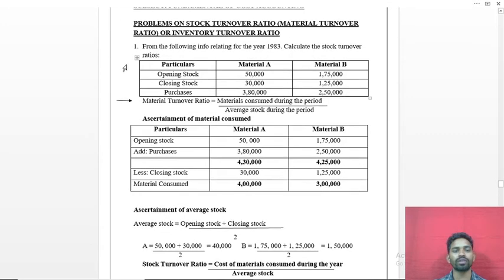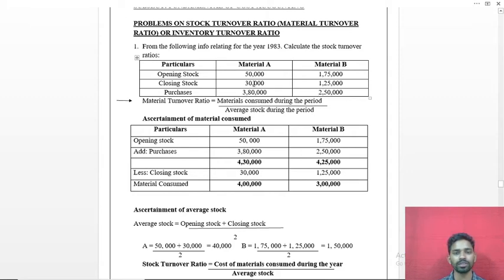So this is the first problem. From the following information relating to the year 1983, calculate the stock turnover ratio. The material A column and the material B column are given. The opening stock for material A is rupees 50,000 and for material B 1,75,000. Closing stock for material A is 30,000, and for material B 1,25,000. Purchases are 3,80,000 for material A and 2,50,000 for material B.